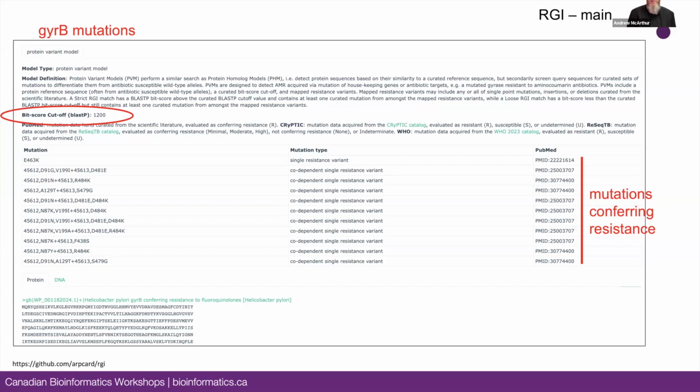So in the case of gyrase B mutations, if you want, say, to cause resistance to fluoroquinolones, the dominant one is this one at the top, the E at position 463 turning to K. That's the dominant resistant, but there are these other co-variants. So all this data is hand curated from the literature, and that's under what we call a protein variant model.